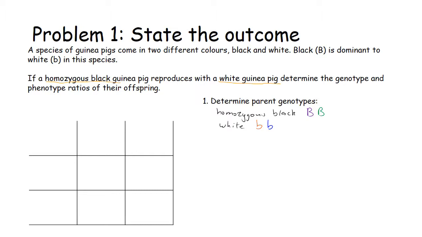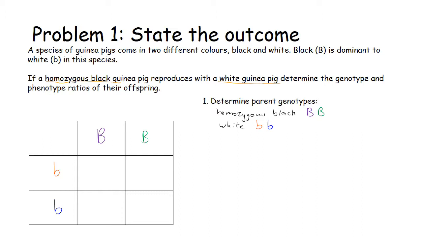So what I'm going to do is put the homozygous black parent up the top, so it is our capital B, and I'm going to put the white guinea pig along the left hand side. That is our little b and our little b. Now if you follow the colours, you'll see exactly how the cross is going to take effect.